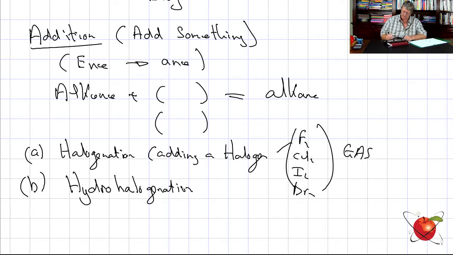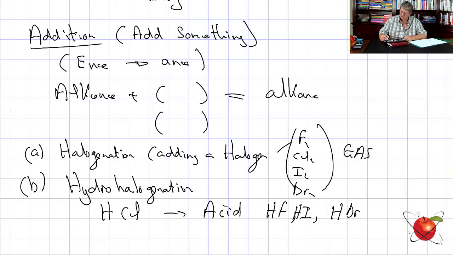Hydrohalogenation. Hydro is H, halogen, Cl. So we're going to be adding essentially an acid. Okay? We're going to add HF, HI, or HBr, or HCl. We are going to be adding an acid. Right? So that's the two. So all we're going to do in these reactions, the addition with the two, is break down an ene to an ane. That's what we do. So let's go.